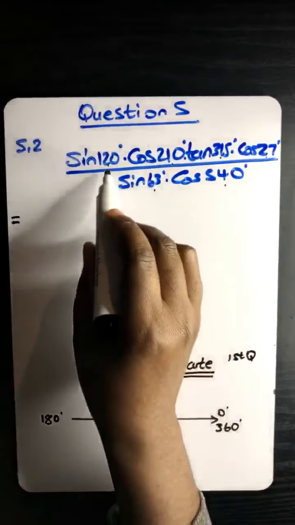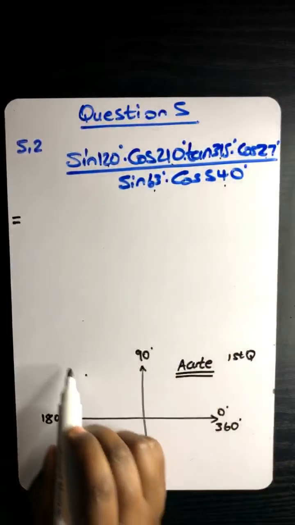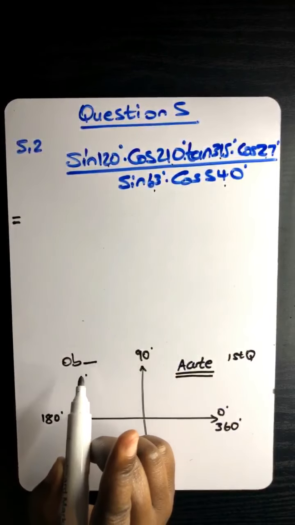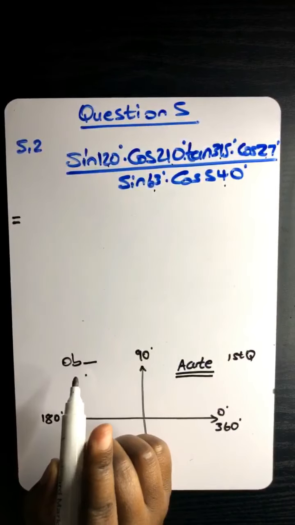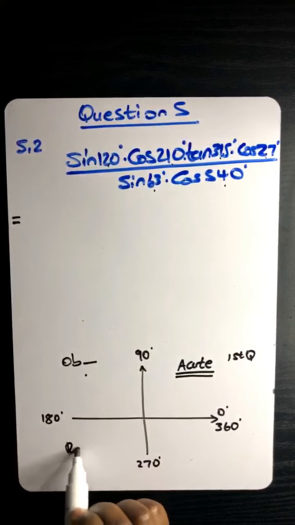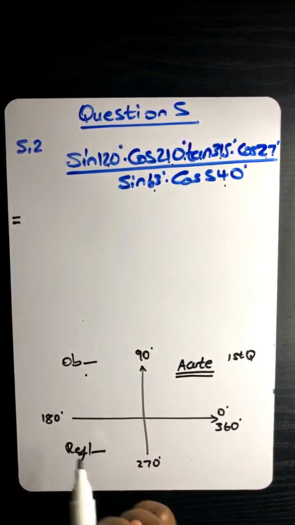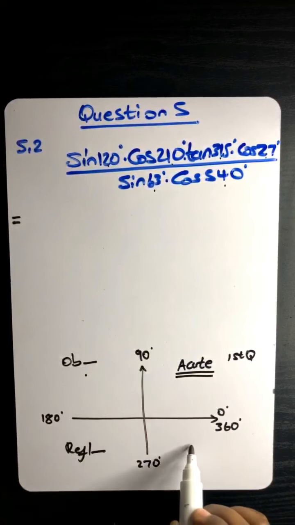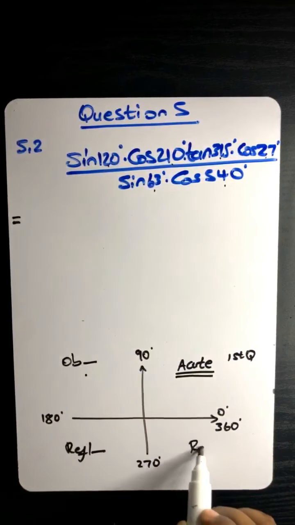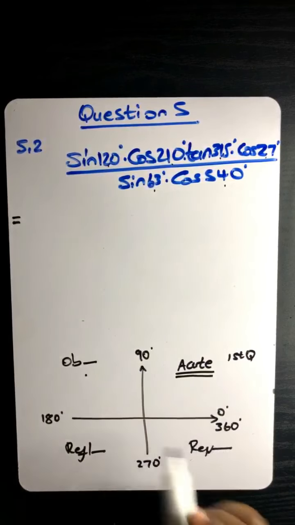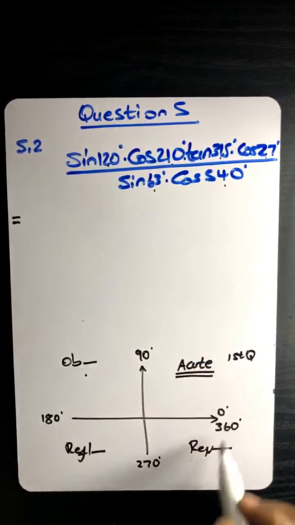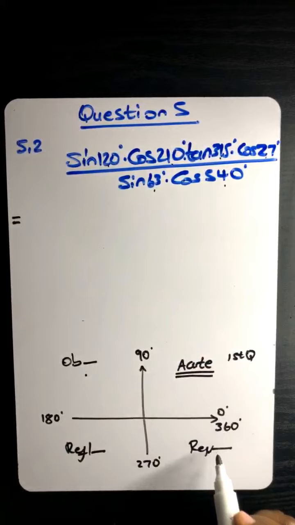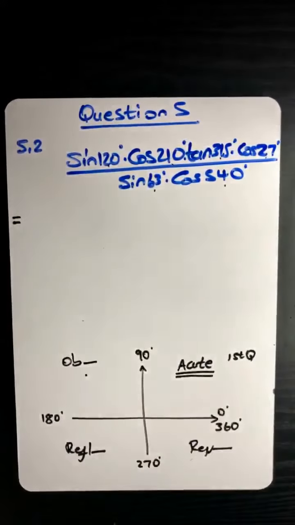So we have 120, it falls in this quadrant, which means it's an obtuse angle. We have 315, we have 210 also. 210 falls in this quadrant, being reflex. 315 falls here, and that one passes a revolution, goes beyond. So that means we'll need to reduce all of those angles.